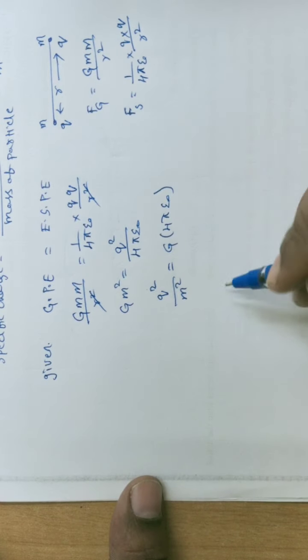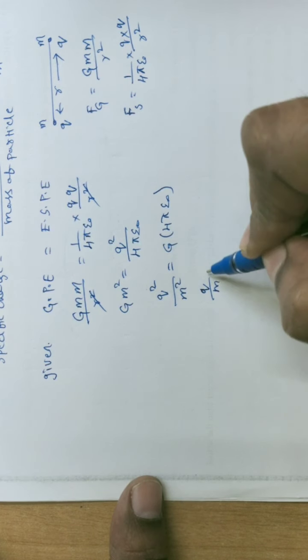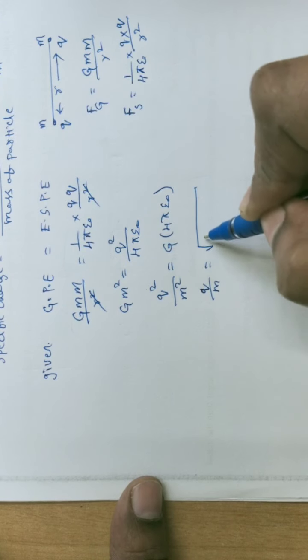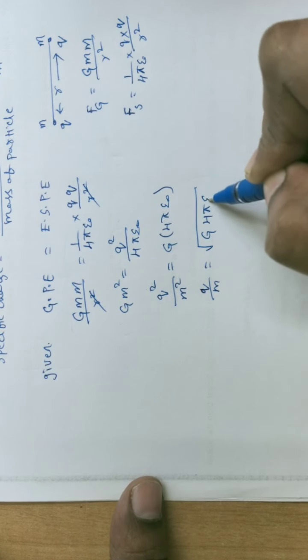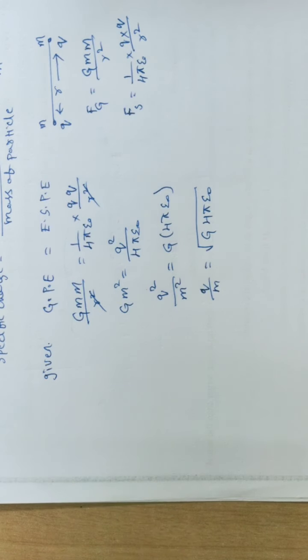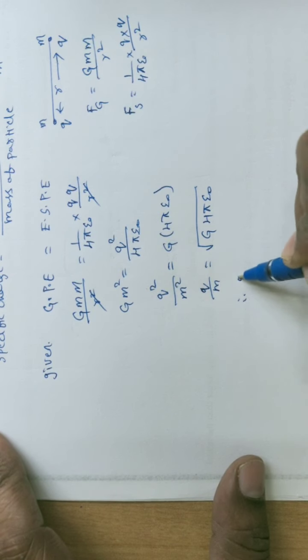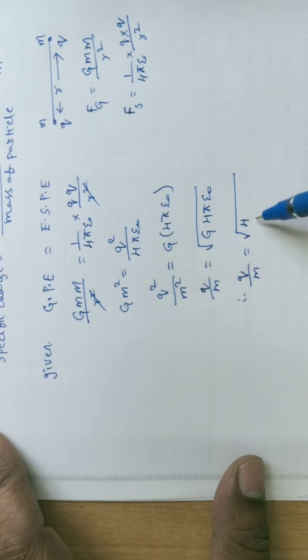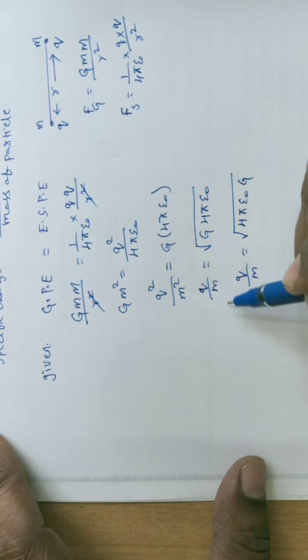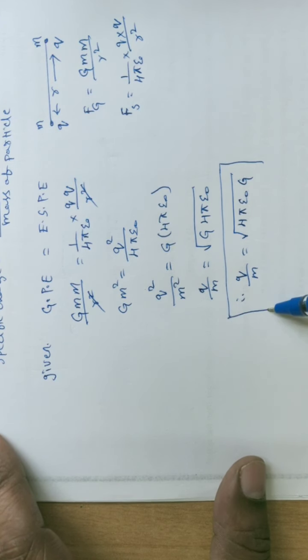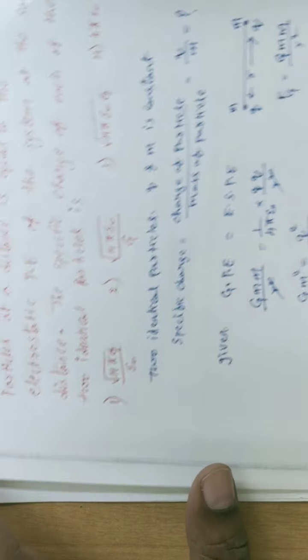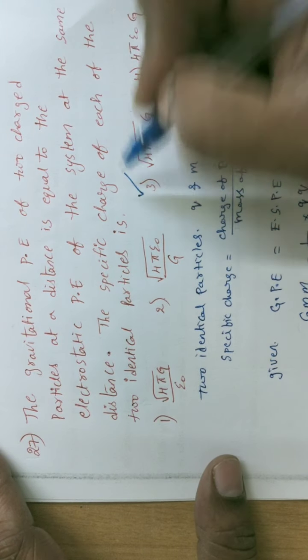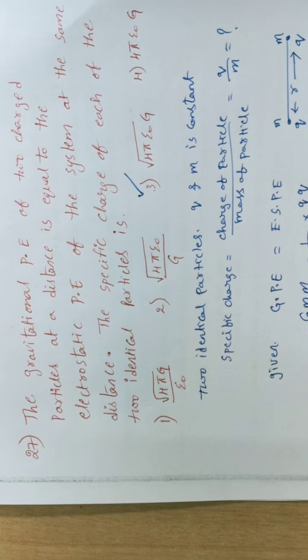Now q by m is equal to root over 4 pi epsilon naught G. This is what we get as the specific charge. So from the given options, the third option is the correct one. This is the final answer for this question.